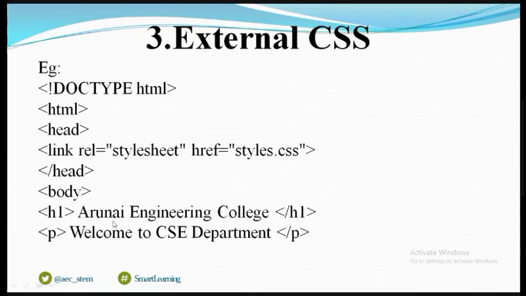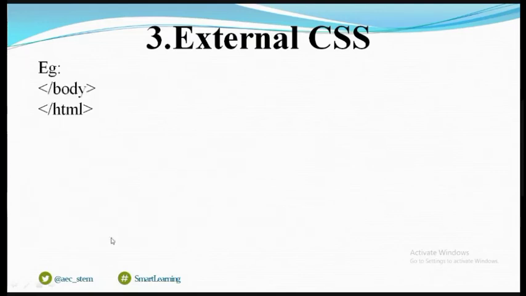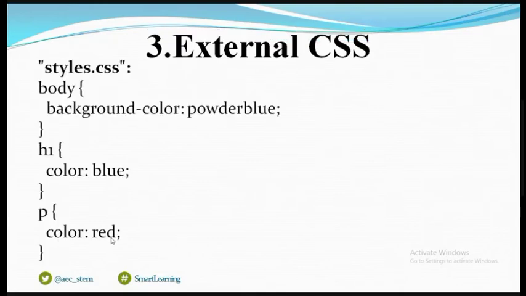Under the body tag, my header is Aruna Engineering College. My paragraph is: welcome to CSE department. So here the body tag will be ended, the HTML tag will be ended, and the separate file styles.css contains body with a background color powered blue, heading in blue color, and paragraph in red color. So I told you CSS is written in simple plain text. Okay, so now we will discuss these three cascading style sheets with an example and running process.